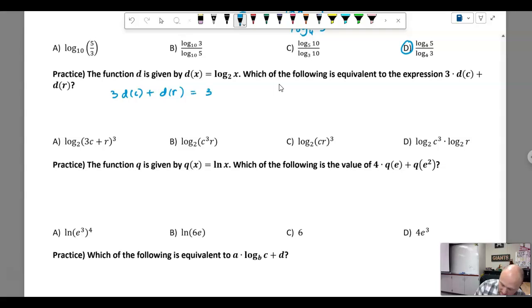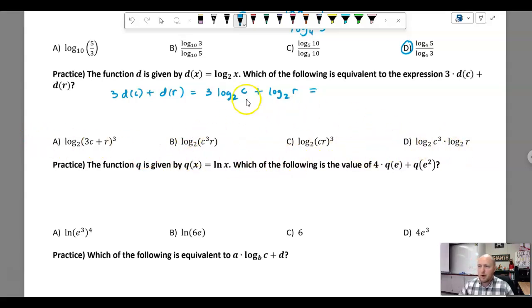I'm just going to go ahead and replace stuff. So remember, d is log base 2 of x. So I get 3 times log base 2 of c, and then plus log base 2 of r. And so looking at this, of course we don't have that, but they do some manipulation here.